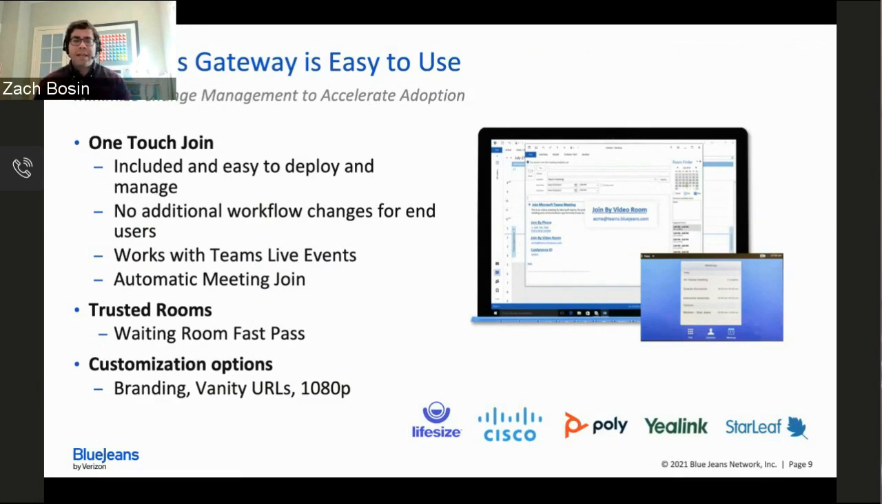Now, one of the key differentiators is that we include one-touch join out of the box, and it's part of our gateway solution. It's included and it's easy to deploy, and it's something that we think makes the overall user experience exceptional. It's so easy to invite a conference room to a meeting, go in, touch the button, boom, you're there, you're in your Teams meeting, don't have to punch in any codes, and it's really something that anyone can pick up and master in the first time they use it.